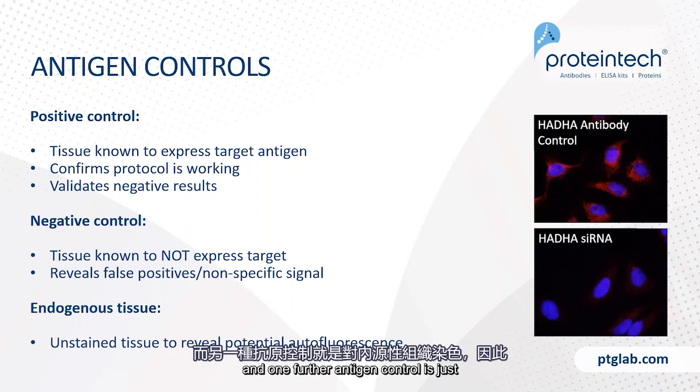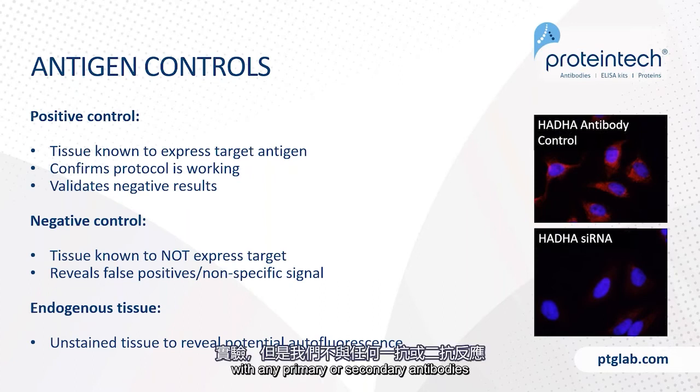And one further antigen control is just staining the endogenous tissue, so this is where the tissue is prepared in the exact same way as our experiment. However, we do not incubate with any primary or secondary antibodies, and especially in immunofluorescence, this will reveal any potential autofluorescence that occurs due to cross-link fixatives.